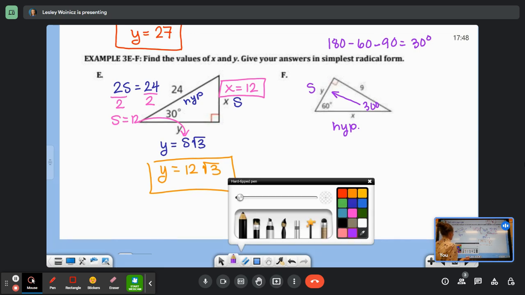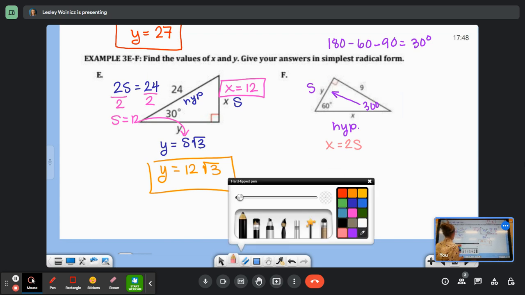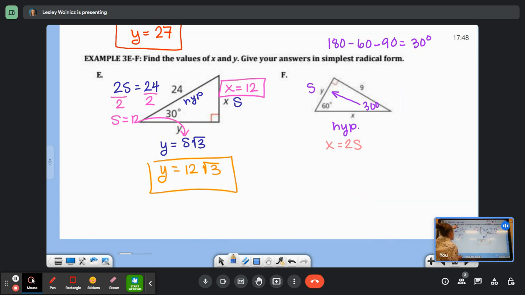My hypotenuse of a 30, 60, 90 is always double my short side. So I can say that x is 2 times my s. My long leg, which is my middle side overall, is going to be 9 equals s times the square root of 3. Let me write that farther over. 9 equals s square root of 3.